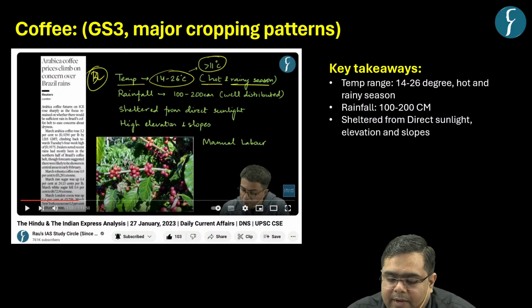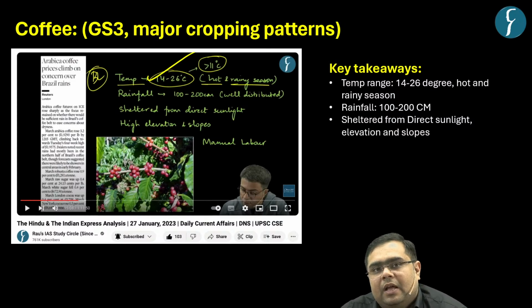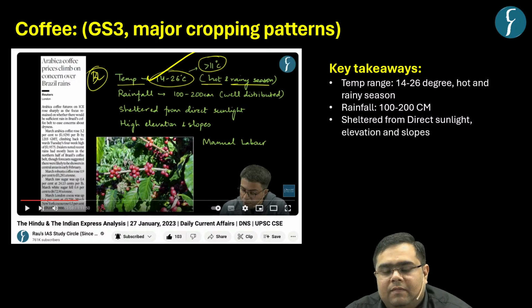So the key factual metric over here is that the temperature range required for cultivation of coffee is 14 to 26 degrees Celsius. A hot and rainy season is required. A high intensity of rainfall is required. So that is why we'll see in the next map that generally coffee grows in valleys.